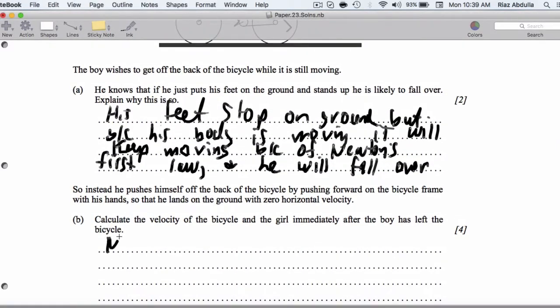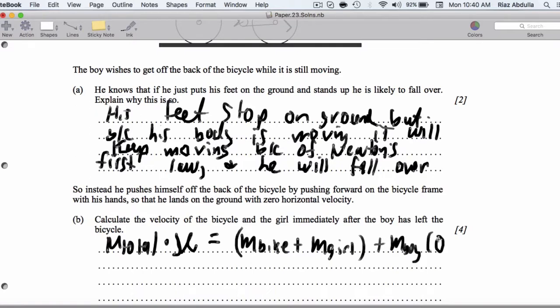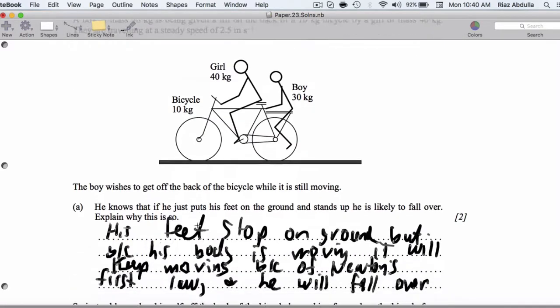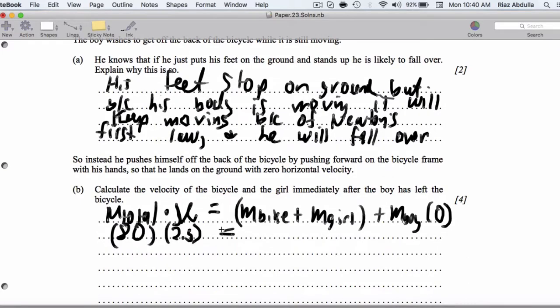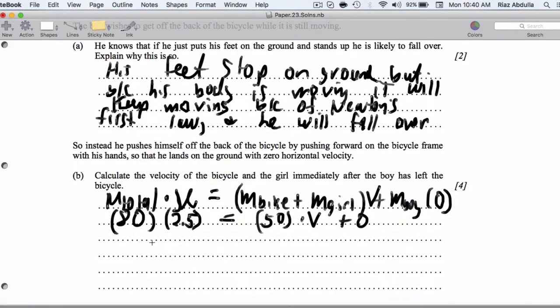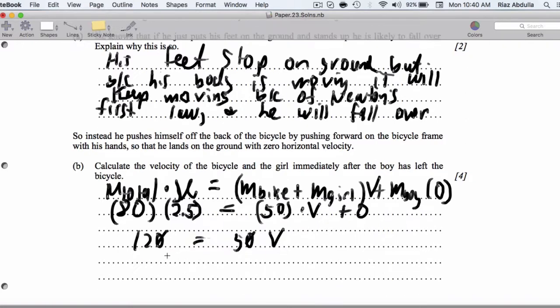Let's take the total mass times u, the original speed, equals the mass of the bike and the mass of the girl times v, plus the mass of the boy times 0. So what this means is we have a total mass of 40 plus 30 plus 10, which is 80, going at a speed of 2.5, equals the mass of just the bike and the girl, that's 50 times v that we're solving for, plus 0.